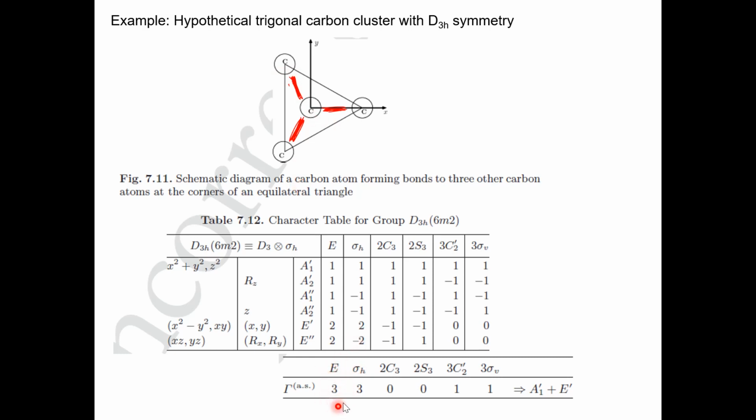All right, so when I apply the identity, all 3 atoms are invariant. For sigma H, again, all 3 atoms are invariant. For C3, they all change, so this is 0, this is 0 here. For C2 prime, one of them remains unchanged, and the same for sigma V. So this is the atom site or equivalence representation, and you can see that I can decompose it into a sum of E prime plus A1 prime, the totally symmetric representation.